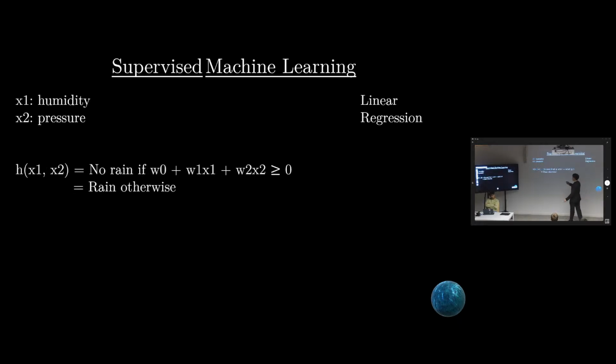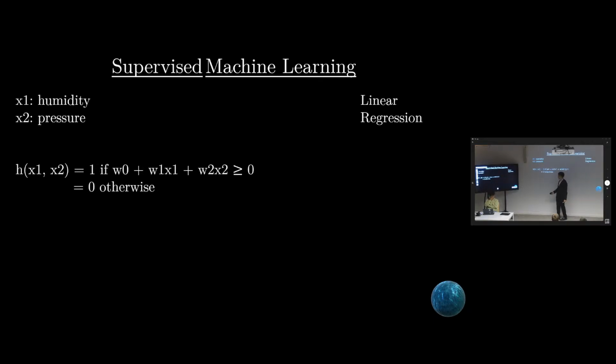So basically we're going to say that h of x1, x2 should be equal to no rain if w0 plus w1 x1 plus w2 x2 should be greater than 0, and otherwise it should be equal to rain. This could even be generalized. I'm not always talking about weather. So this could be, for example, 1 or 0. It should be equal to 1 if the linear combination is greater than 0, and equal to 0 otherwise.